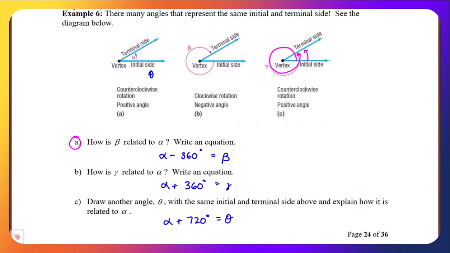So in A, they want to talk about beta and alpha. Well, here's beta, here's alpha. If they end in the same place, could we say that I go alpha, and then I back up 360, and I'll get beta.